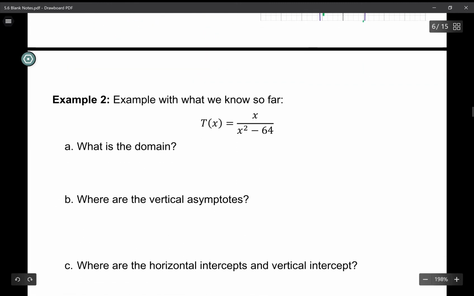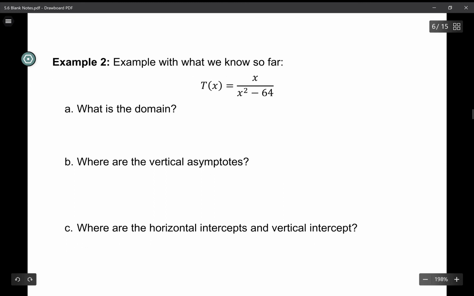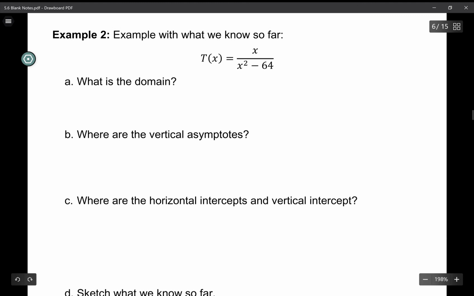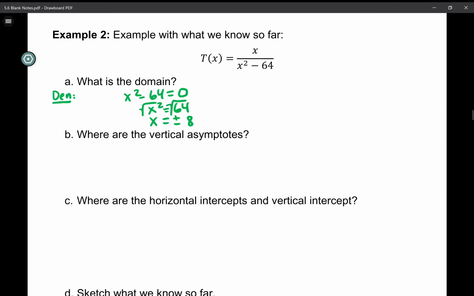All right, let's try one more example here. Let's do this same process, all the things that we've done, with this example. So what is the domain? Well, remember, this comes from the denominator, right? We look at the denominator and see where x squared minus 64 equals 0, and we exclude those values. Using the square root method, we get x squared equals 64. Let's take the square root of each side. x equals plus or minus 8. So those are the exclusions from the domain.